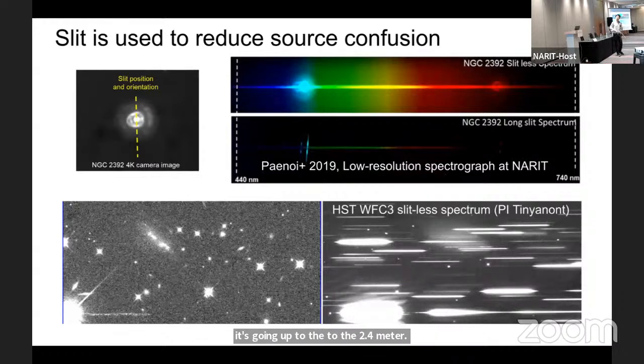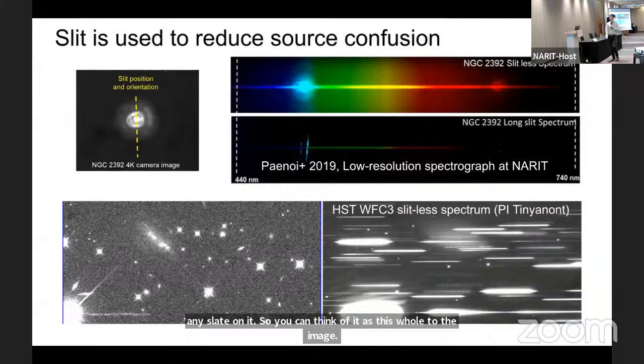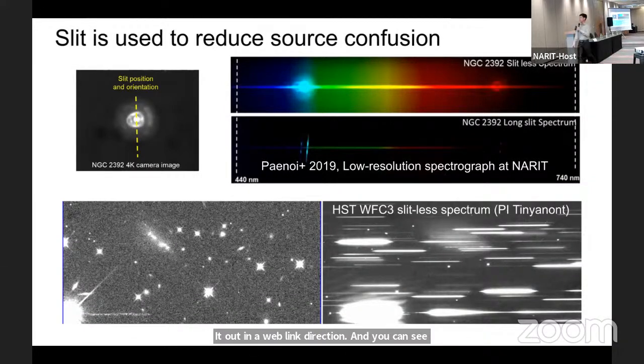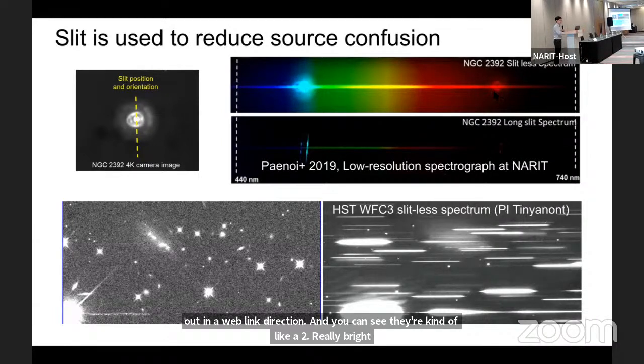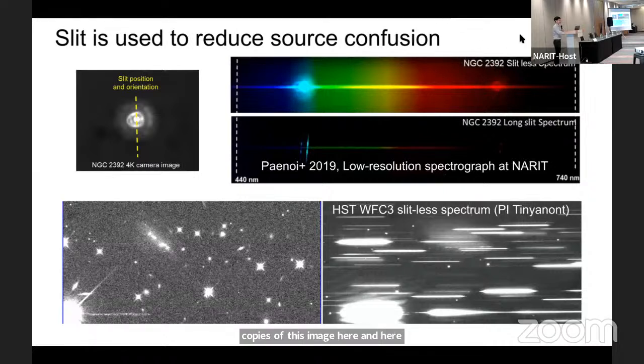On the top picture, this is an object called NGC 2392. This is a planetary nebula, one of those things that have really, really strong emission lines. On top, this is the spectrum you get from this object if you don't have any slit on it. So you can think of it as this whole 2D image smeared out in the wavelength direction. And you can see there are two really bright copies of this image here and here. Any guess which line this one is? Red.